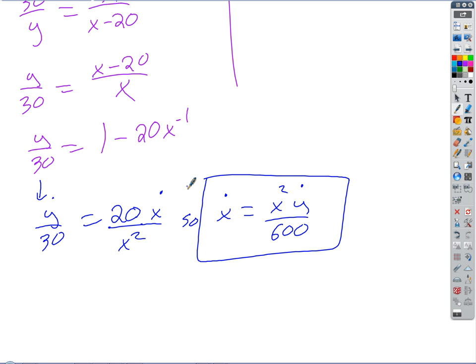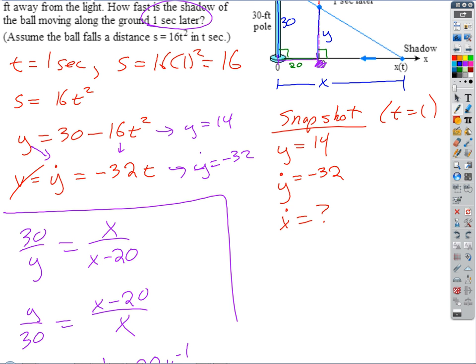Right, we have y dot. We don't have x, right? But that's okay, we can find x. We can go back up here. We could find x. X is right there.